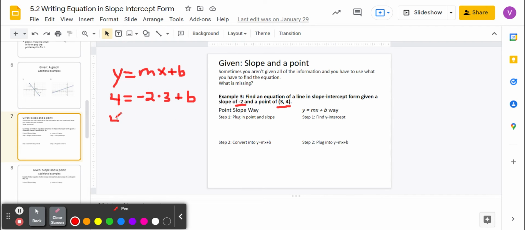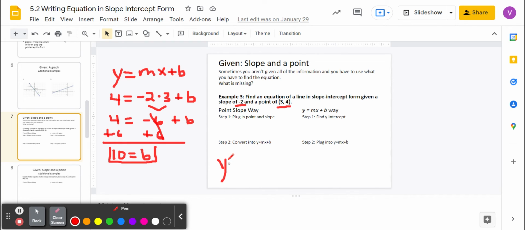-2 times 3 is -6. And we want to isolate for our y-intercept. In order to do so, we want to add 6 on both sides. These will cancel. I'm left with 10 is equal to b, or my y-intercept. Now we have enough information to write the equation in slope-intercept form. So again, the slope is -2, so -2x, and then my y-intercept is +10. And that's your equation.